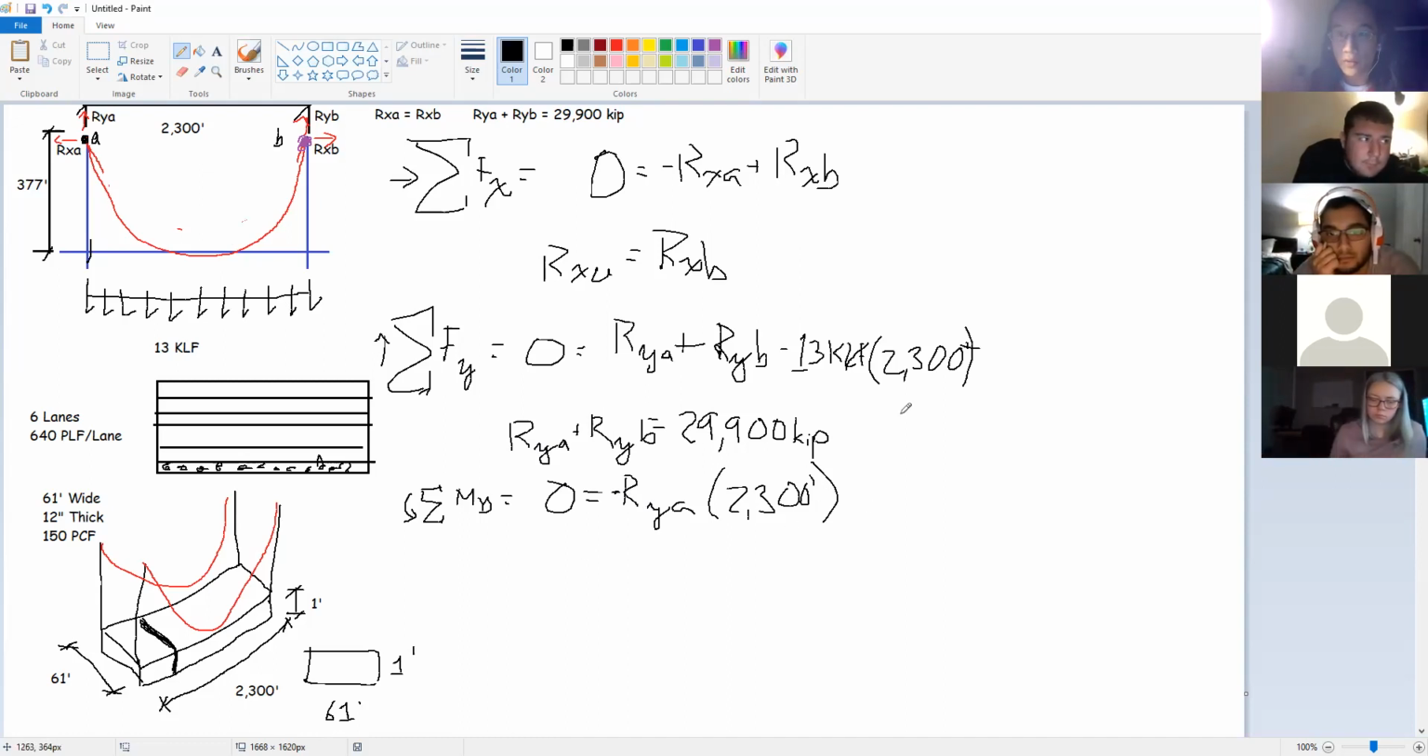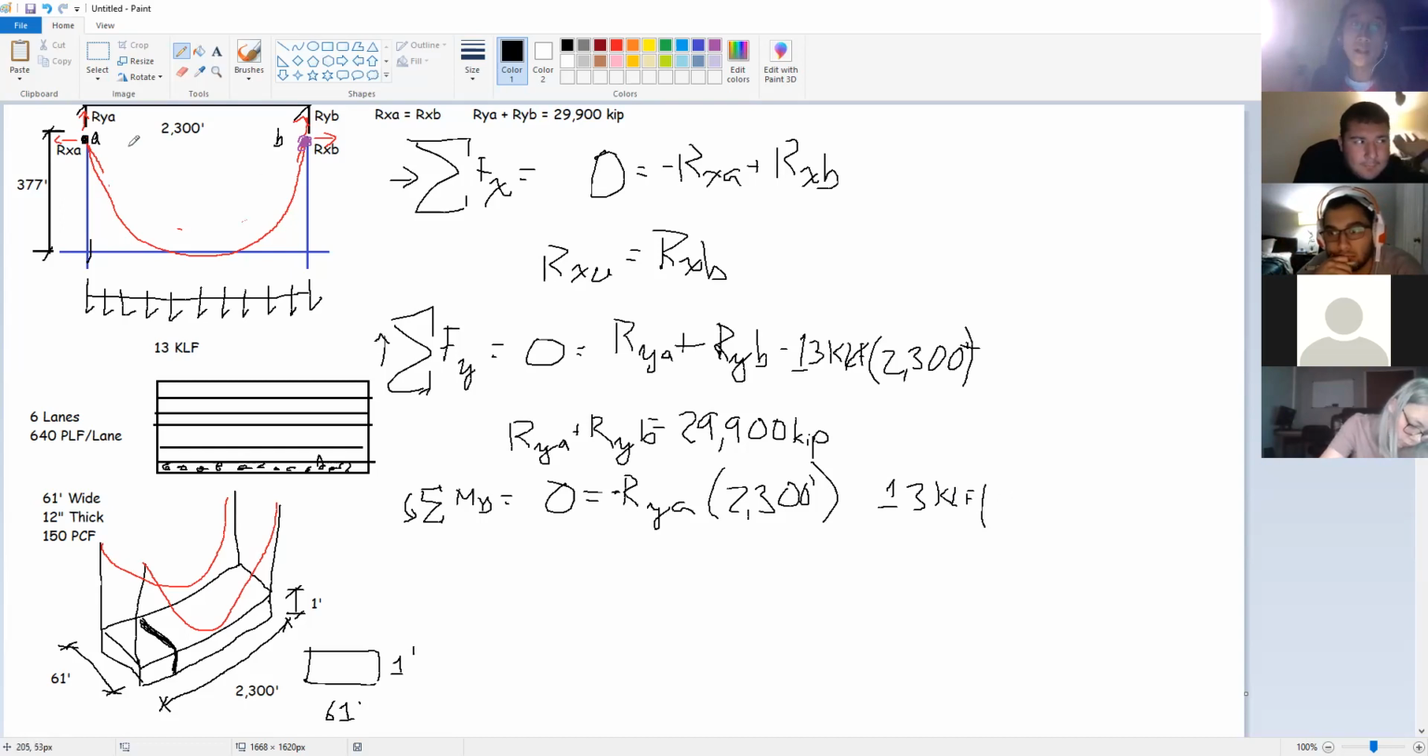So now we have our 13 kips, right? Well, we don't know what it is. 13 KLF times, all right, now we need to convert it into a force, because right now it's force per distance. We need to convert it to force first.